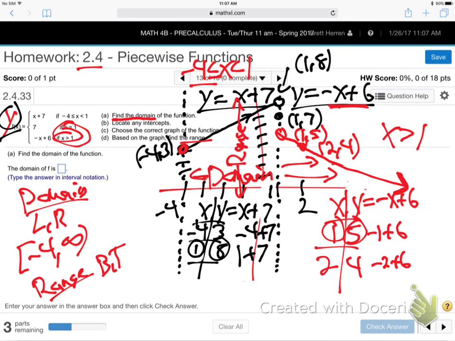How high does it go? 8, but with an open dot at 8. The highest point is 8 with an open dot. So it would be negative infinity to 8, both parentheses, because it's an open dot and doesn't quite hit the 8. Is that good? Negative infinity to 8, that's the range. They're going to ask for intercepts. Can you see the intercepts? Like, where does this graph hit the axes?